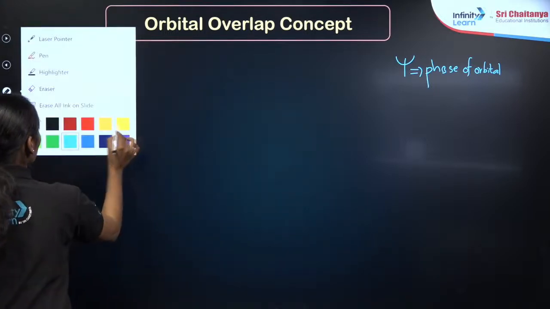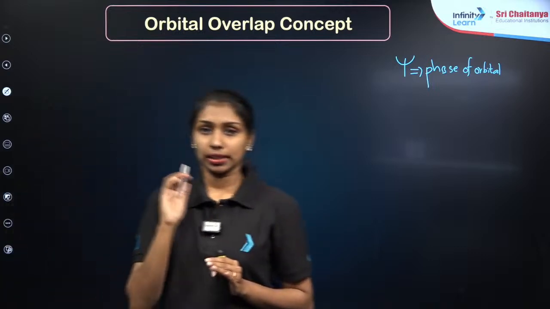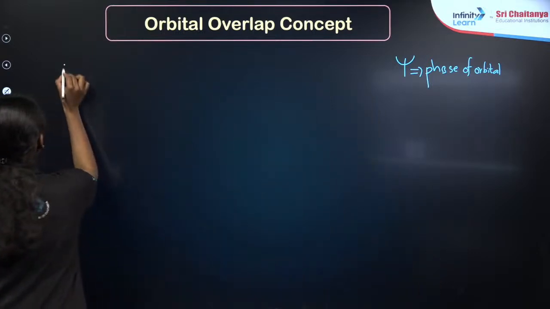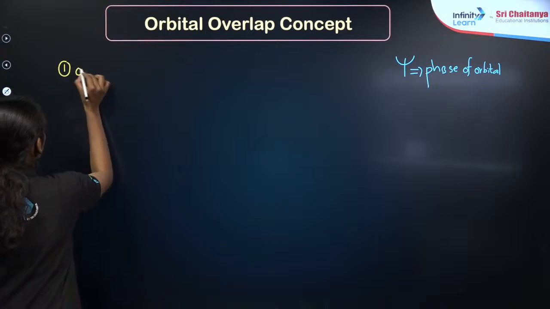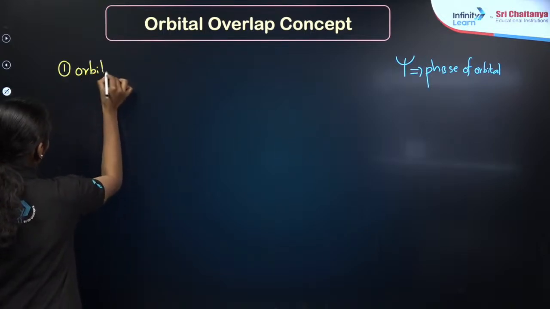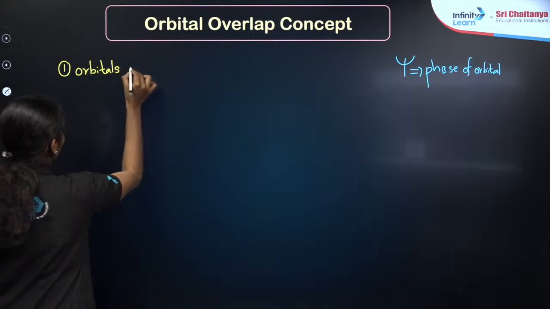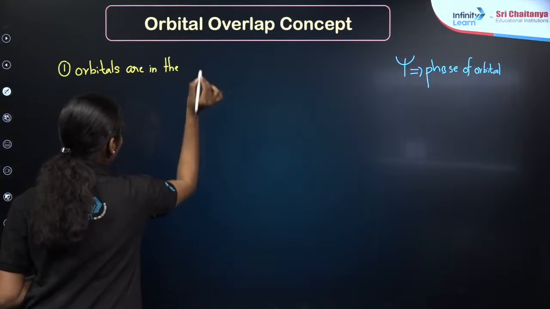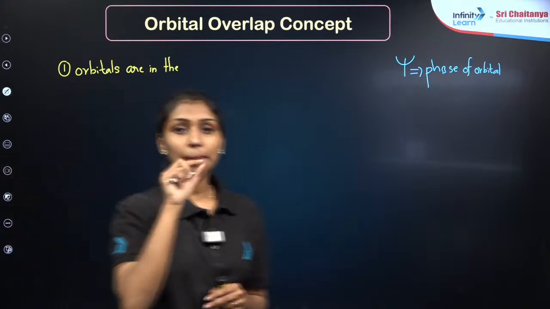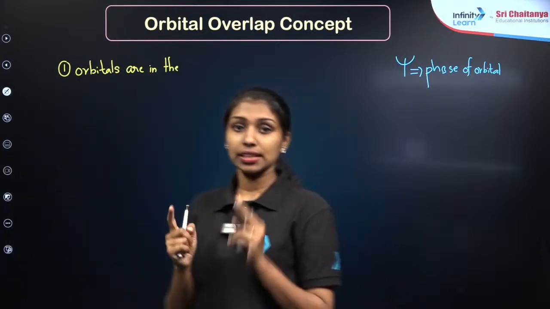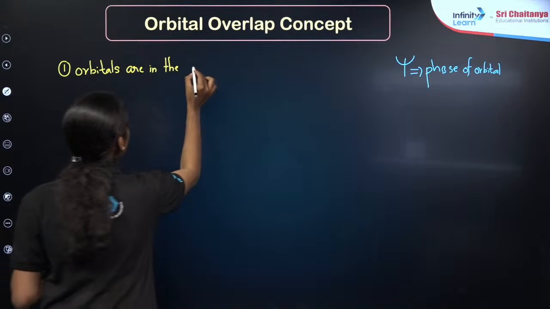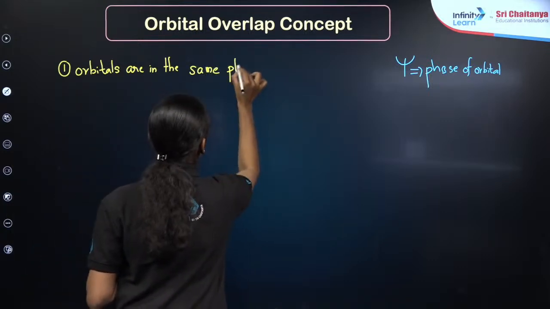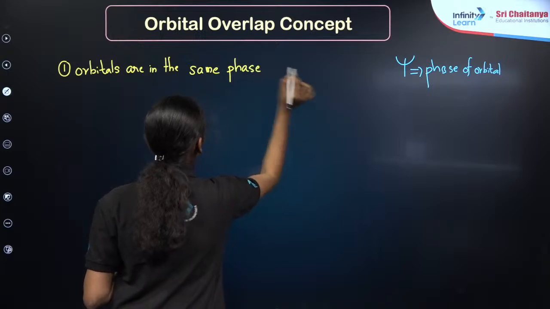Now, in order to get positive overlapping or complete bond formation, there are some conditions to be satisfied. The first condition is that the orbitals should be in the same phase. For example, if the two orbitals have plus and plus signs, or minus and minus signs, they are in the same phase. In that particular case, the overlapping happens.